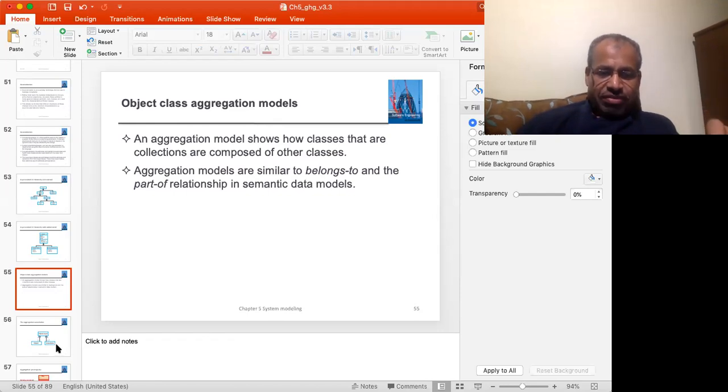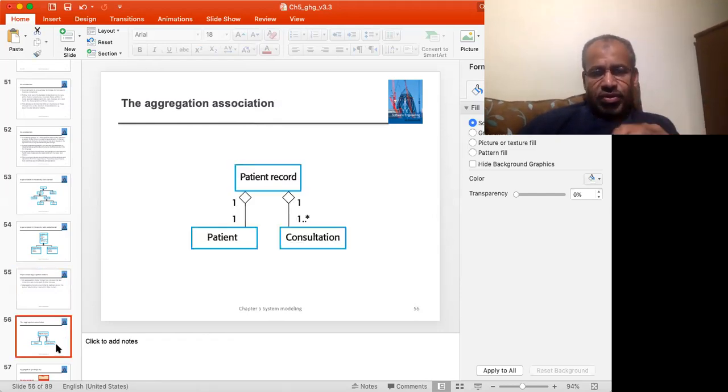Let's look at a couple of examples. Now, here's the aggregation association. This is not inheritance again. This is just to say that the patient record is an aggregation of the data on patient and the consultation. Or it associates patients and consultation. So this is an aggregation thing. Let's look at another example.